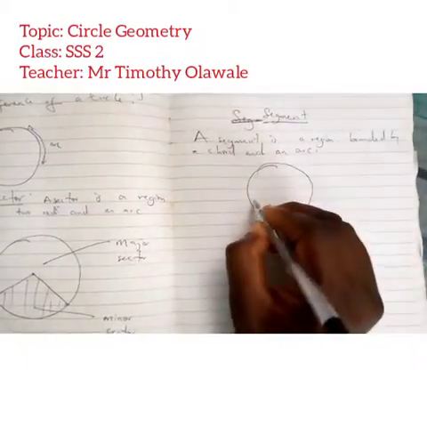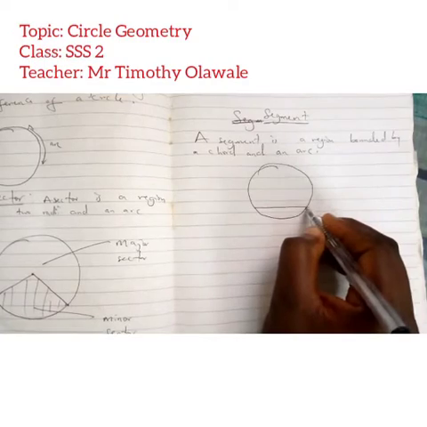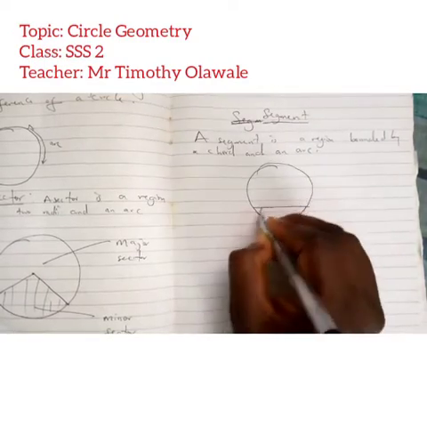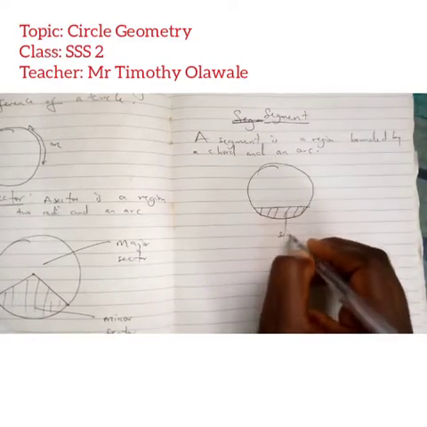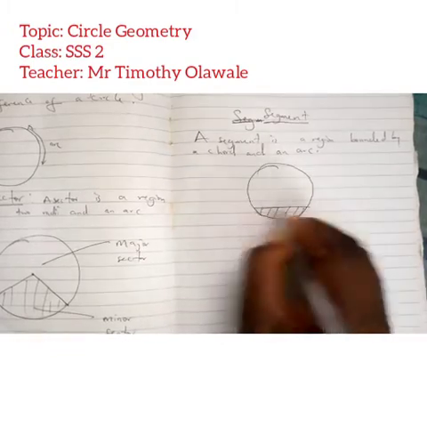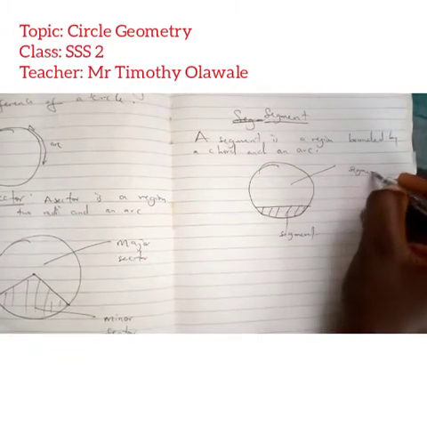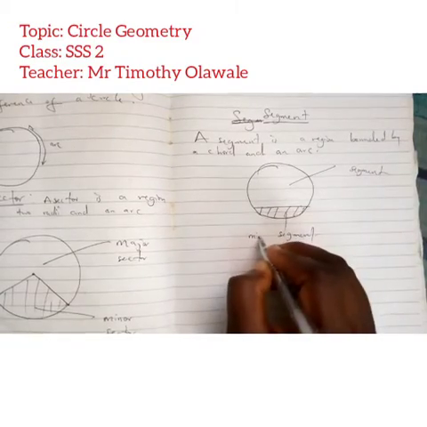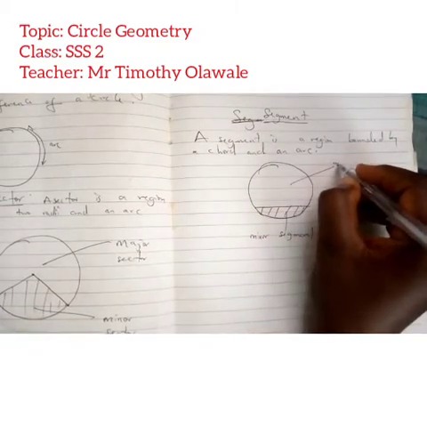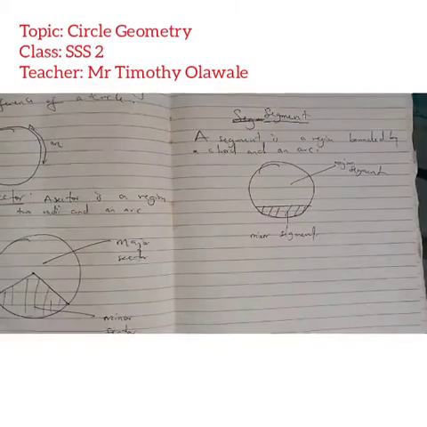So we have a circle, we have a chord, this is an arc. This is a segment. This is a chord, and this is a bigger arc. This is also a segment. But this is a minor segment and this is a major segment. Is that clear?